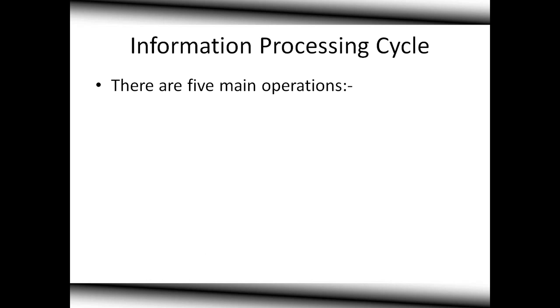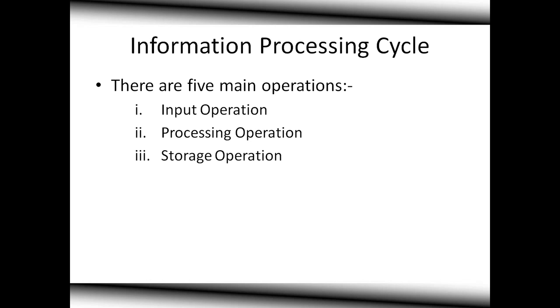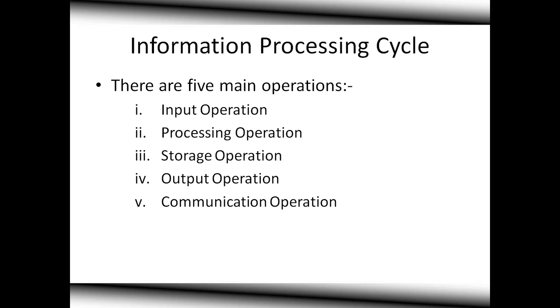Information processing cycle has 5 main operations. These operations are the input operation, then we have processing operation, then we have storage operation, then we have output operation, and then finally we have communication operation. If you remember, operation refers to what? Activities or actions.